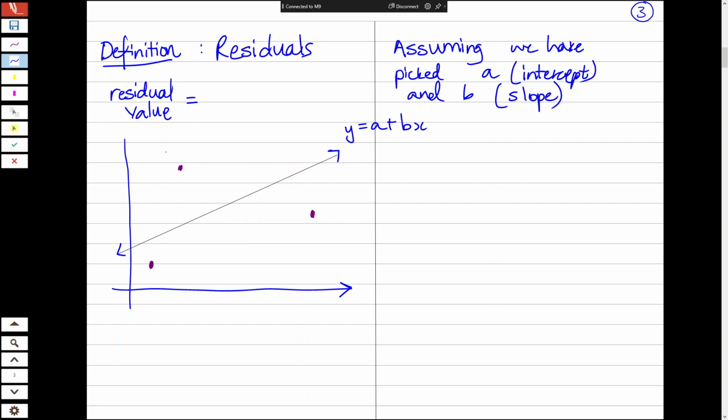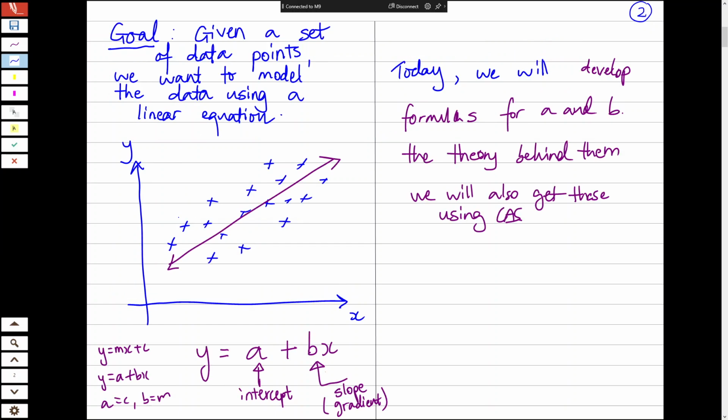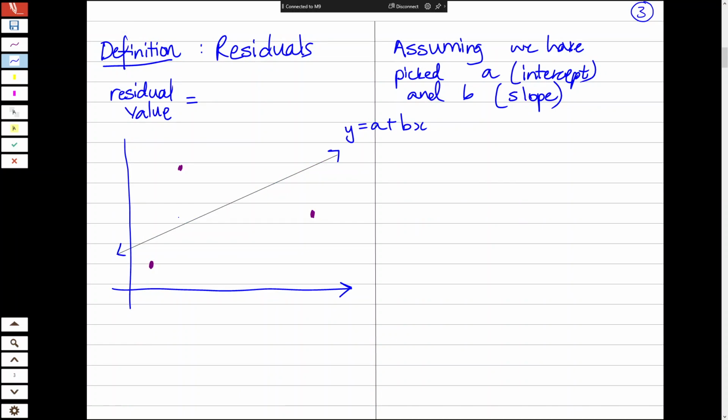Now, what's the residual? Can you see that here, it's not possible for me to draw a line which passes through all the dots. It's just not possible. We can't do it. So we've got to pick it somehow. And the way we're going to pick the line is we're going to use something called the residual. So I'm going to draw an arrow here.